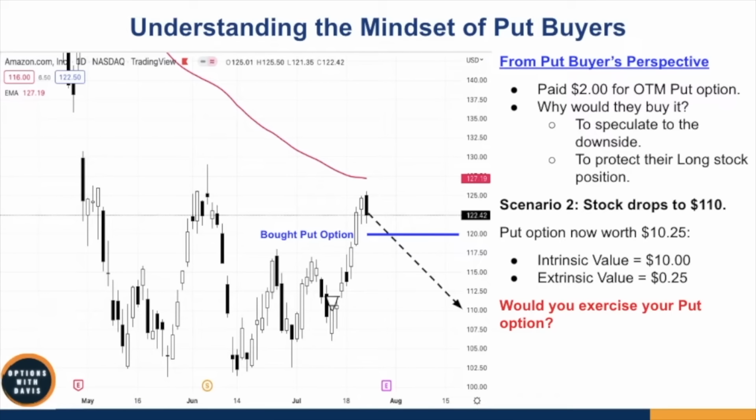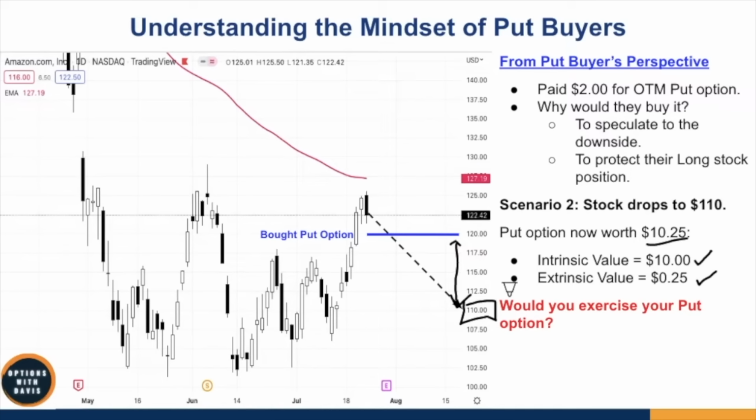Scenario number 2 is if the stock drops all the way down even further to $110. So would you exercise your put option? Let's take a look at the details now. The put option is now worth $10.25, of which $10 is intrinsic value. That is the difference from $120 to $110. So that's a $10 difference. And then you still have an extrinsic value of 25 cents. Now on one put option, that is $25.